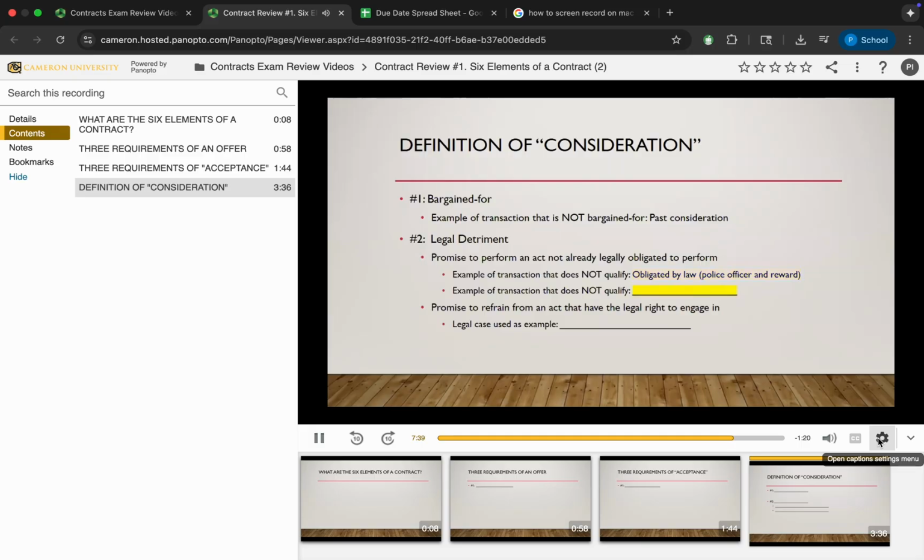Another example of an action that does not qualify is when we promise to do something that we are already required to do under another existing contract. To have a new contract, I have to promise a new act. I have to create a new legal detriment.